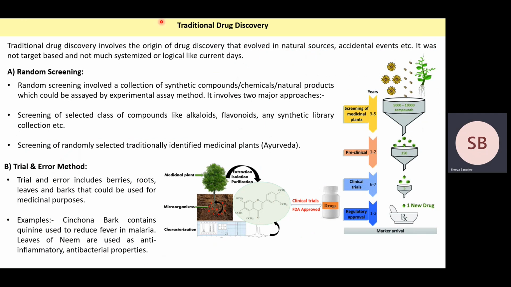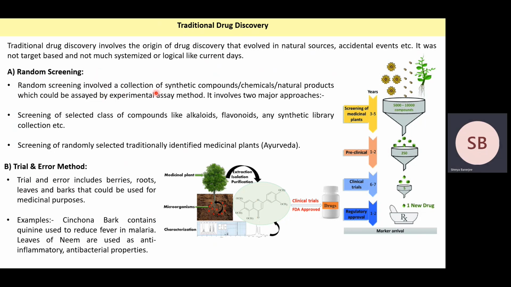Now we will talk about traditional drug discovery. Traditional drug discovery involves the origin of drug discovery that evolved in natural sources, accidental events, etc. It was not target-based and not systemized or logical like current drug discovery is. The first type of traditional drug discovery is called random screening.